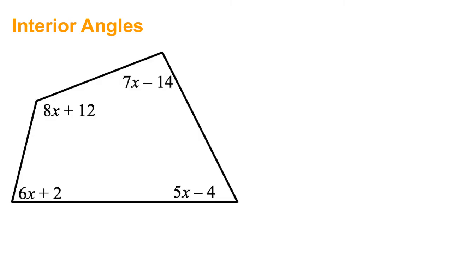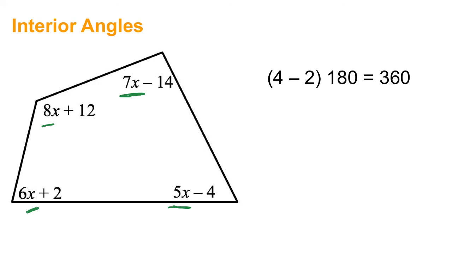Let's look at another example. This time we've got a quadrilateral. We've got 4 different sides and angles that we're working with. To start with, we're going to do 4 minus 2 times 180. If we do that, we get 360. So now we're going to set up an equation by adding all 4 of the interior angles together. What I'm going to do is add 6x, 8x, 7x, and 5x together.